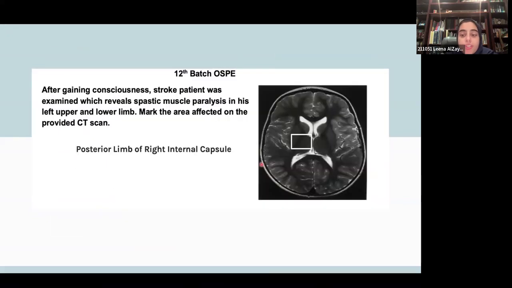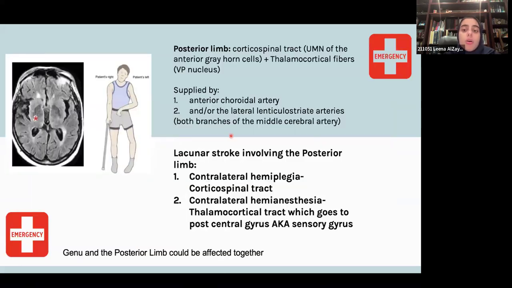Oh, I didn't put a transition to this. Okay, so basically, if you have spastic paralysis of the upper and lower limb, it was just asking where to point at it. But the answer is here because it's the posterior limb. Because remember, the posterior limb is responsible for the corticospinal tract.